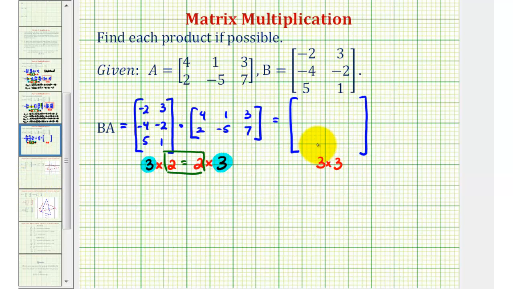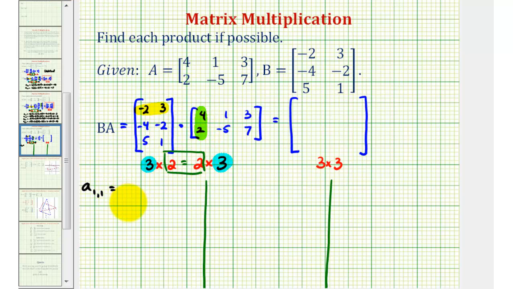Now to find the 9 elements in this 3 by 3 matrix, we'll be using rows from the first matrix and columns from the second matrix. To know which row and column to use, we have to know the location of each element. So for example, if we want to find the element in row 1, column 1, which would be A sub 1, comma 1, this is telling us that we'll use row 1 from the first matrix and column 1 from the second matrix.